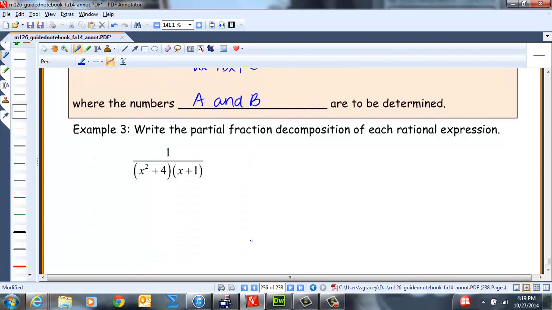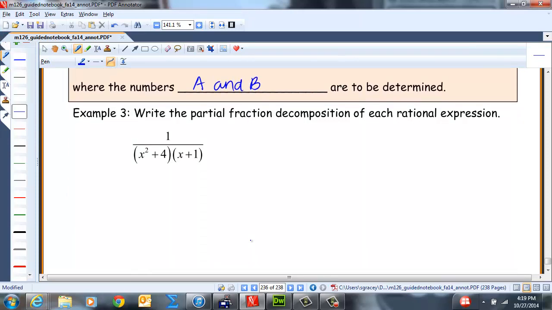So here we go. Notice that we have a non-repeated quadratic factor of x squared plus 4 and a non-repeated linear factor. So we'll have a combination. Let's just use a, b, and c. So we'll have (ax plus b) over (x squared plus 4), and then plus, we'll call it c since we're using a and b, over (x plus 1).